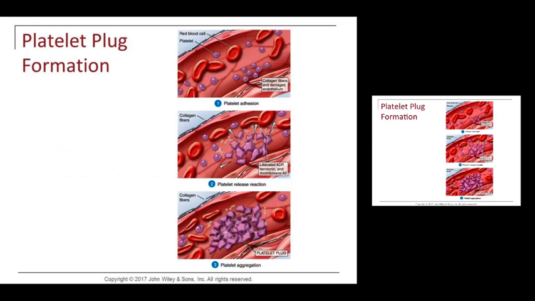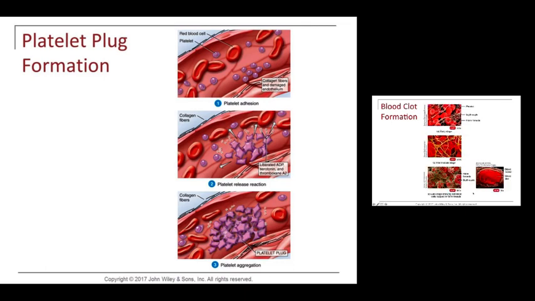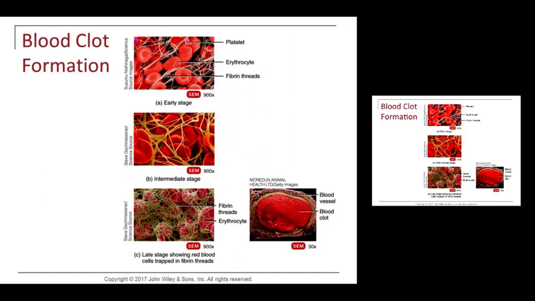And you can see that there's a platelet plug that can form in these different steps, where there's platelet adhesion in step 1, there's the platelet release reaction where it liberates thromboxane A2, and then there's platelet aggregation where they cluster together to help to clot. It shows what happens in the early stage, intermediate stage, and you could see the fibrin laying itself down creates this mesh-like network to create clotting.